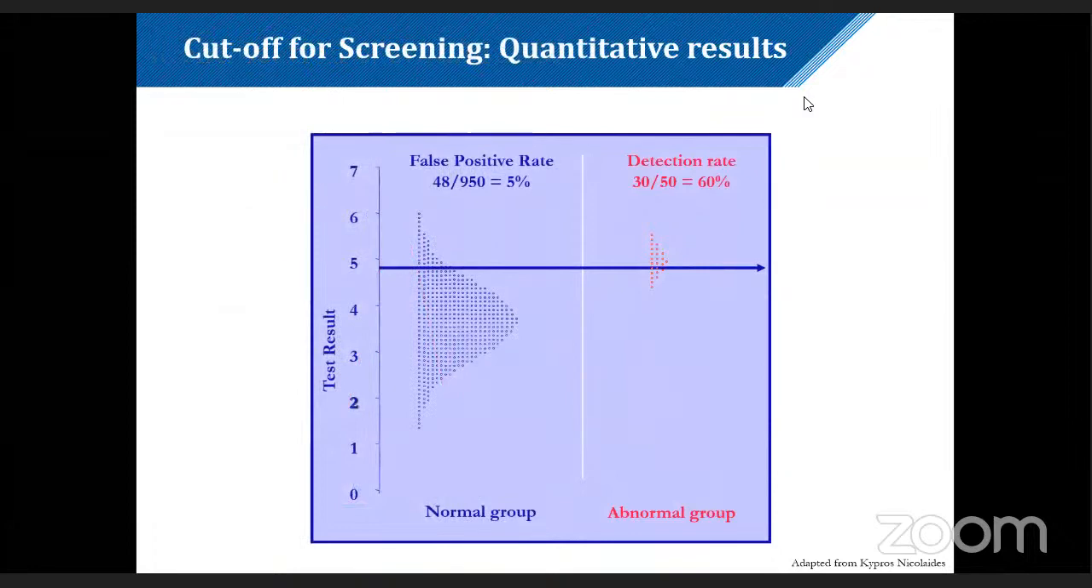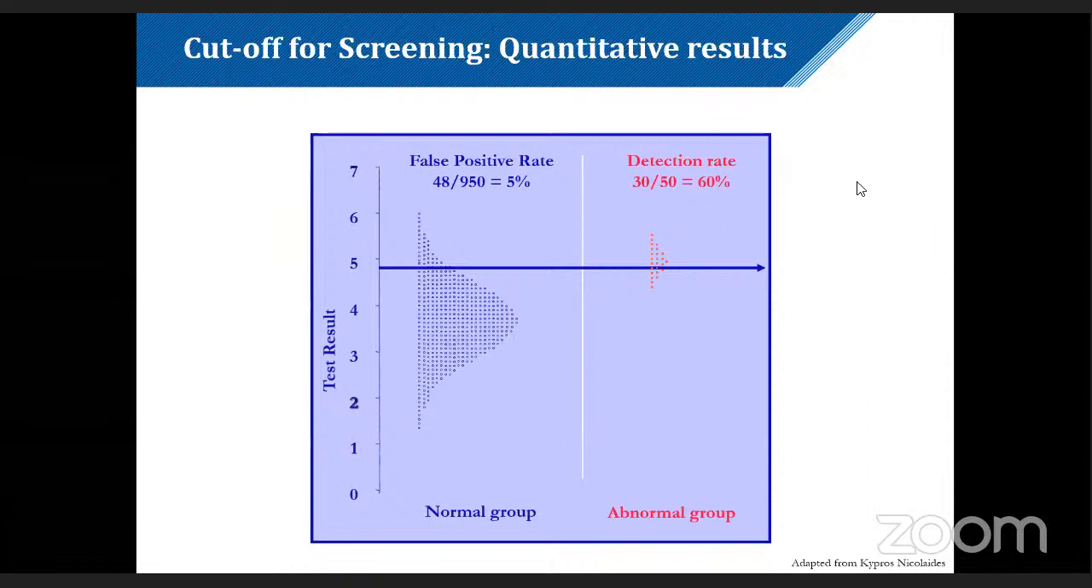And because we have a quantitative test, we can also tweak the outcome a little bit. So we can play around, and that depends on what the question is for which we want to use the test. So do we want a very sensitive test, or do we want a very specific test? In other words, how much false positivity do we allow? In this case, what you see now, false positivity is about 5%, and the detection, so the sensitivity, is 60%.